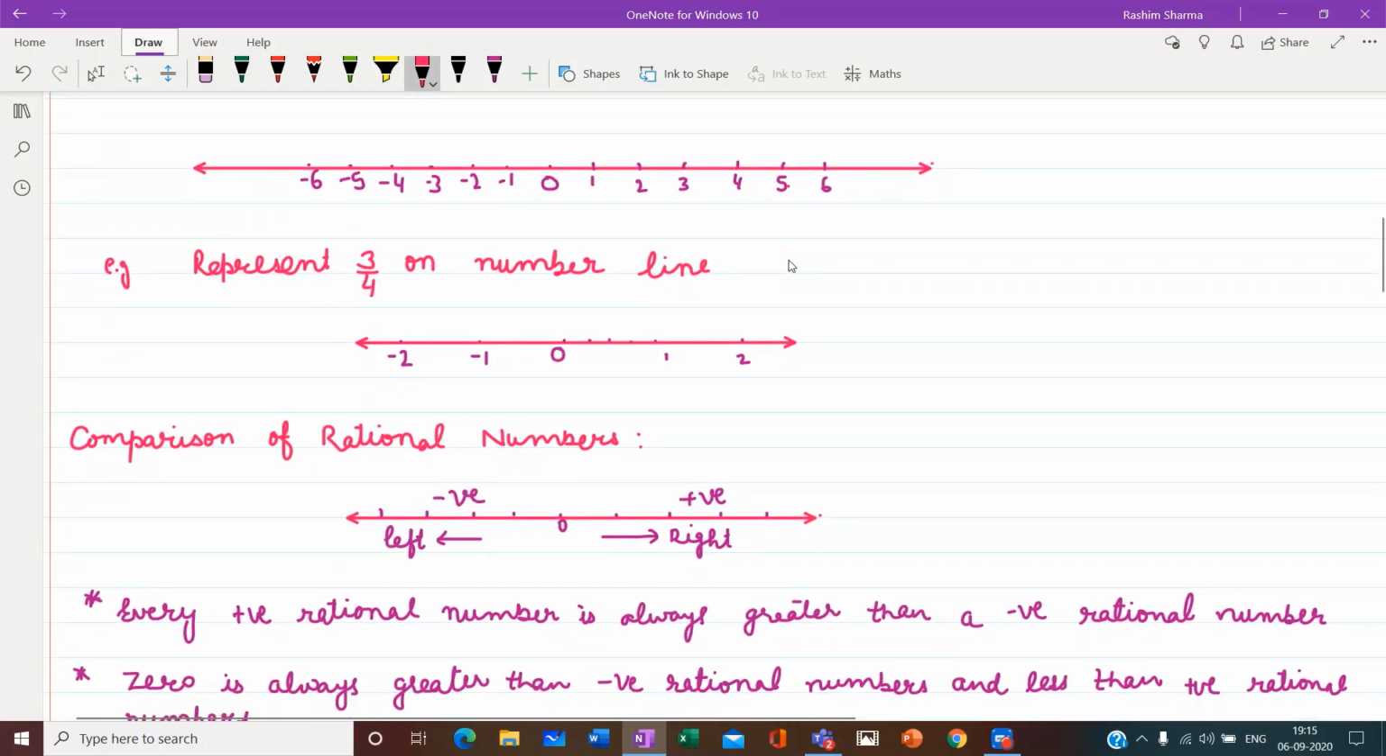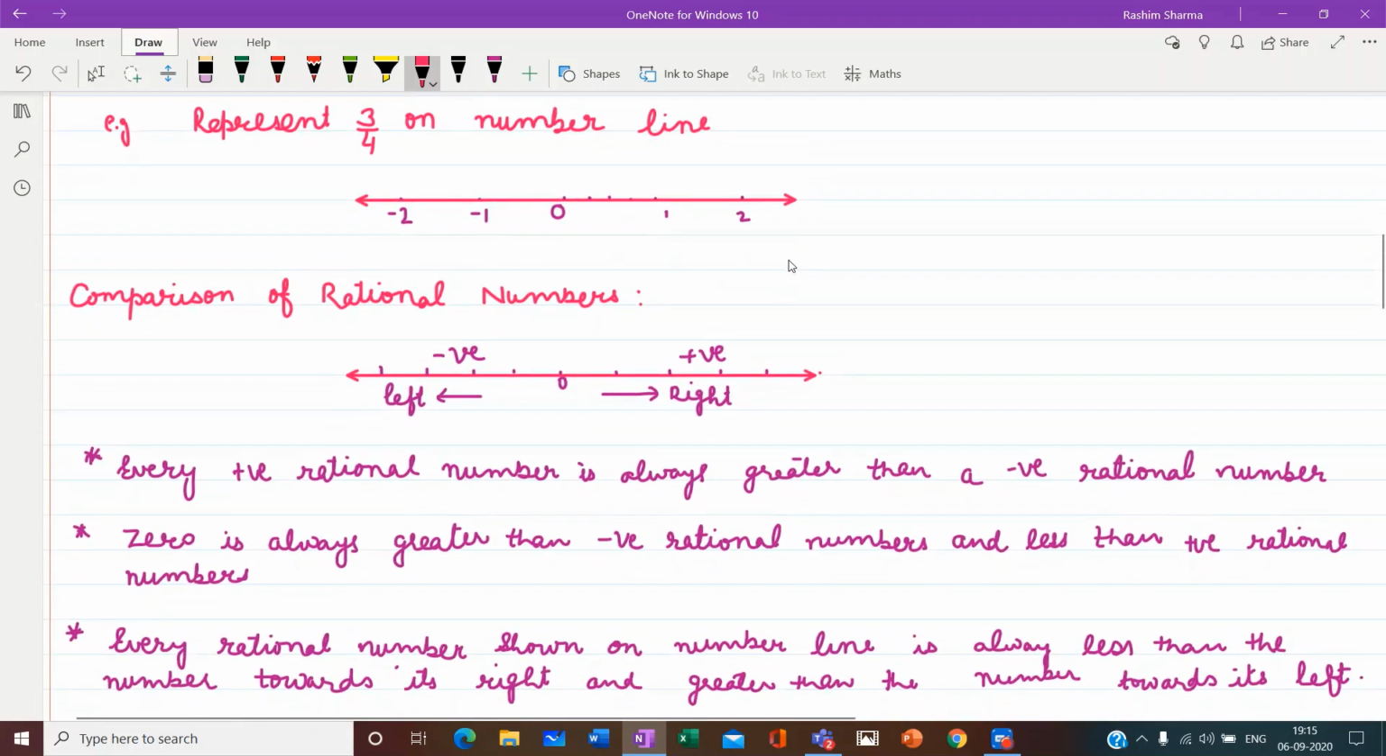This we will do with the help of an example. Represent 3 on 4 on the number line. So, this is the number line. In the center, we can see 0 here, and towards the right, we have positive numbers. Now, 3 on 4 is a positive rational number. It means we have to move towards the right.